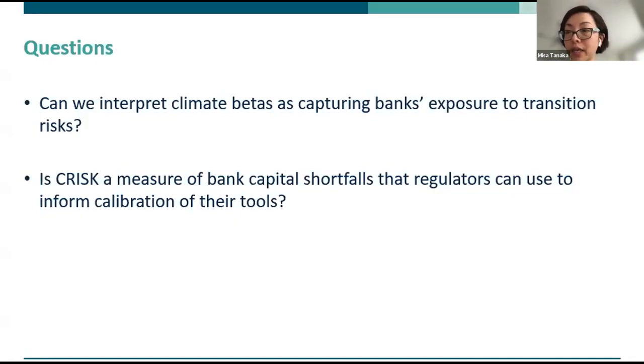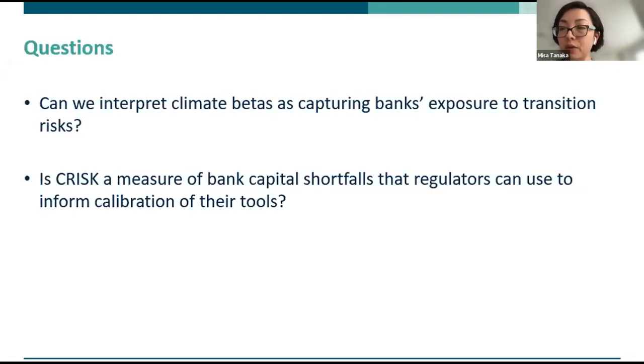So for instance, the increase in 2020 that you see in climate betas could be driven by the fact that a fall in energy prices coincided with a rapid increase in COVID cases across the world, which was also captured by Professor Engle's GeoWar measure. And the second question is, how do regulators use this CRISK measure? And in particular, can we use the CRISK measure, which is meant to capture banks' capital shortfalls under a climate risk scenario, as a way of calibrating tools such as capital requirements?